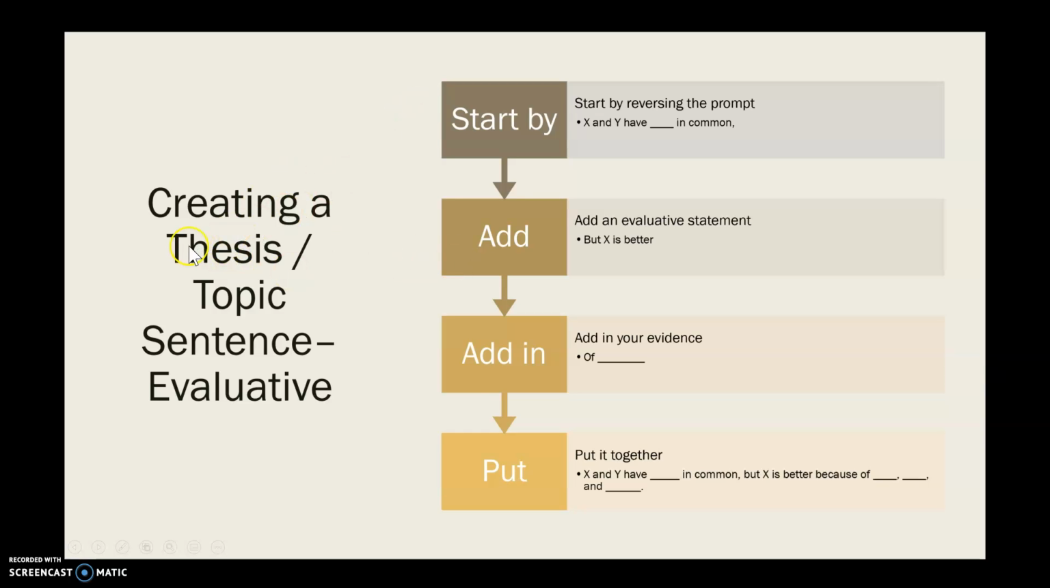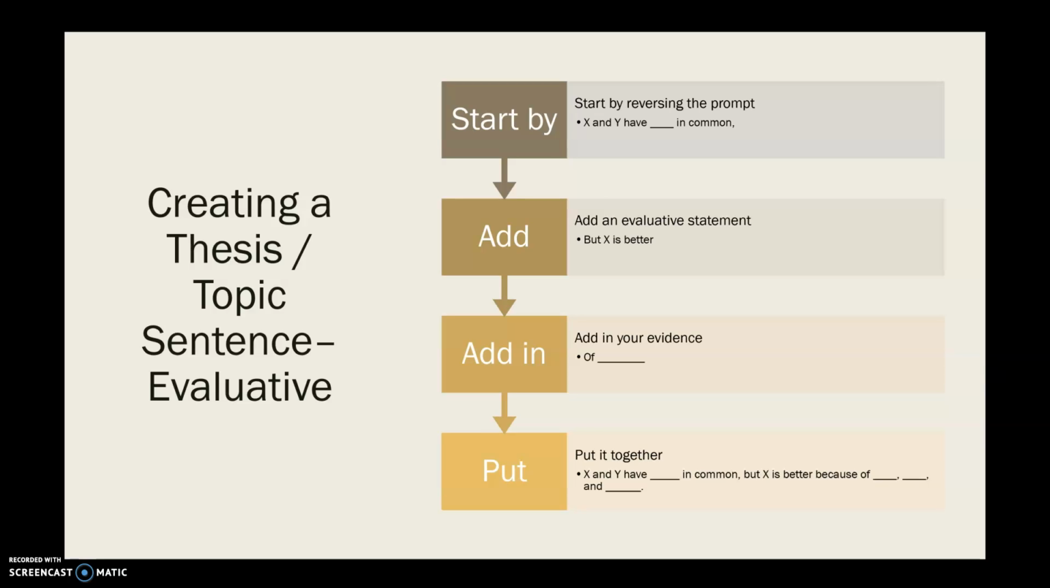So how do you do it? This was an objective one. Now let's say you want to evaluate. Let's say that you want to decide which of two things is better. So you're going to start the same way. You're going to start by reversing the prompt, but then before you add in your evidence, you're going to add in an evaluative statement. So X and Y have blank, the similarity, in common, but X is better because of, and then have your three reasons, X, Y, and Z, or A, B, and C.